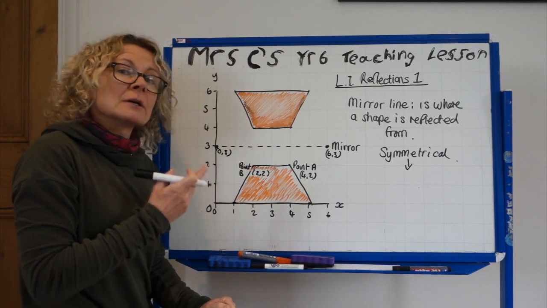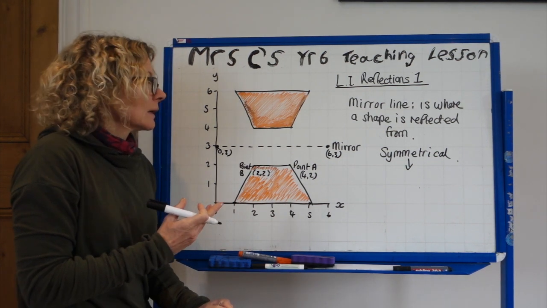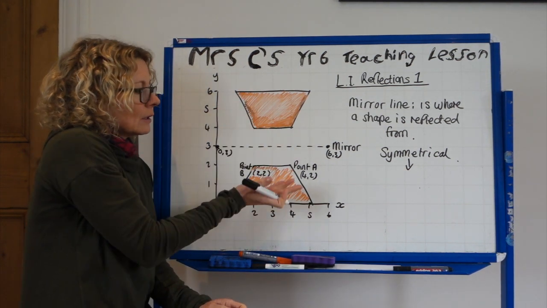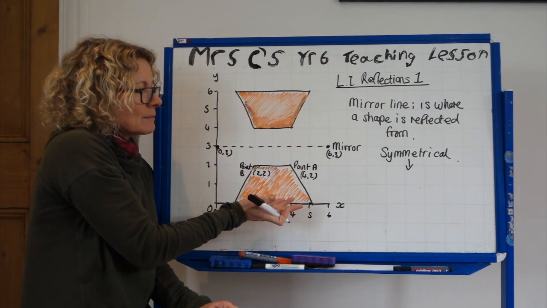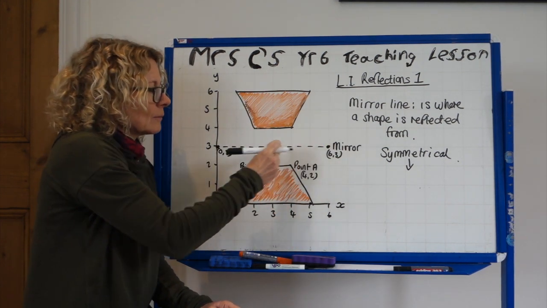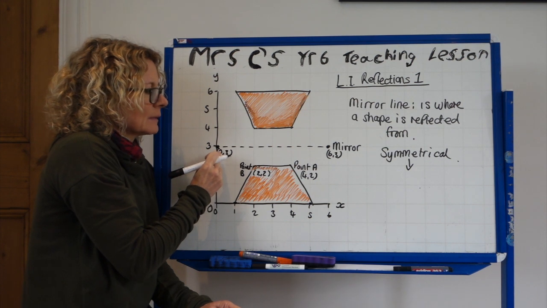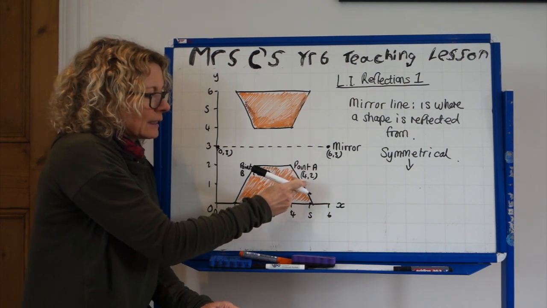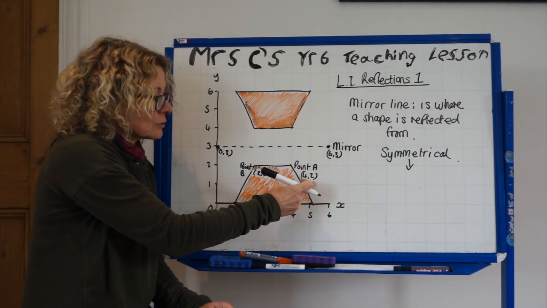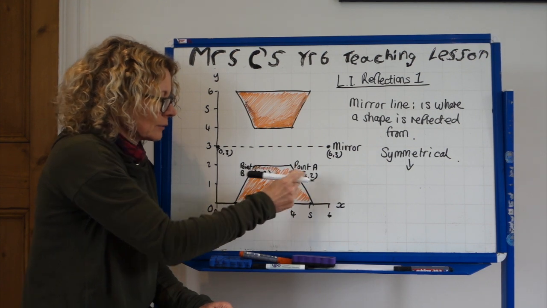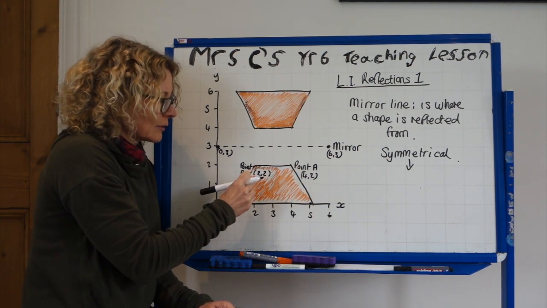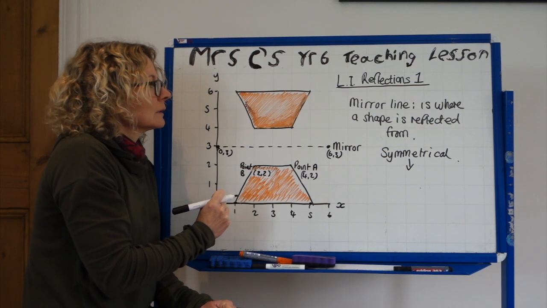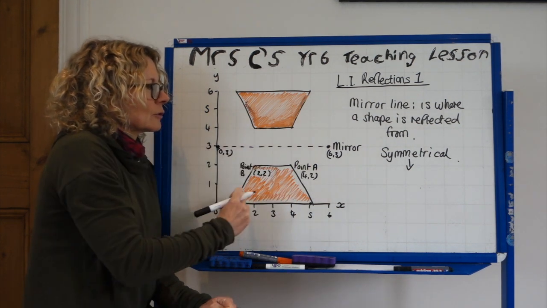Ta-da! So, does it look a bit like this? Was your trapezium symmetrical from your mirror line, exactly the same? Did your point A have the coordinate 4, 2? 4 on the x, 2 on the y. And did your point B have the coordinate 2, 2? So that's what that should have looked like.